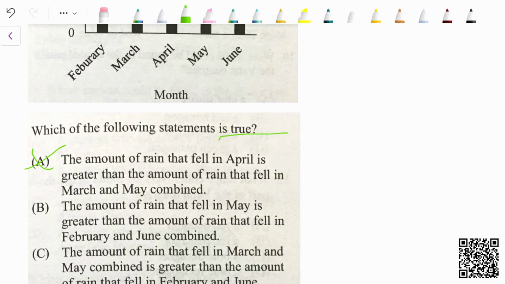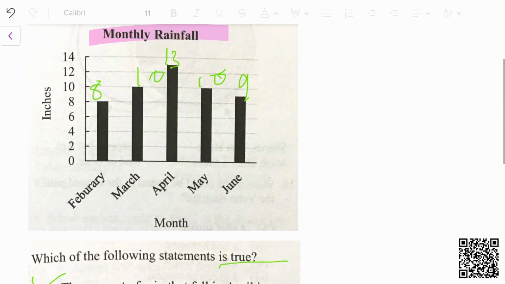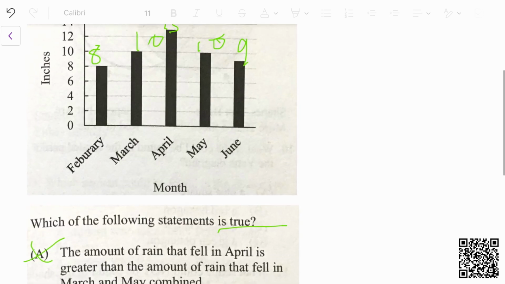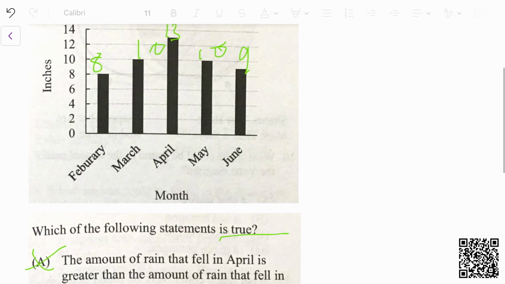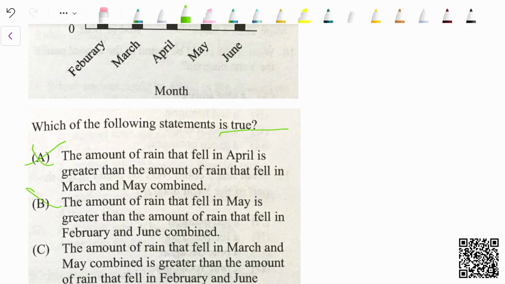So, our next answer choice is, the amount of rain that fell in May is greater than the amount of rain that fell in February and June combined. This one is also obviously not, because 9 plus 8 is 17. 17 is obviously a lot larger than 10. So, no, it's not B.